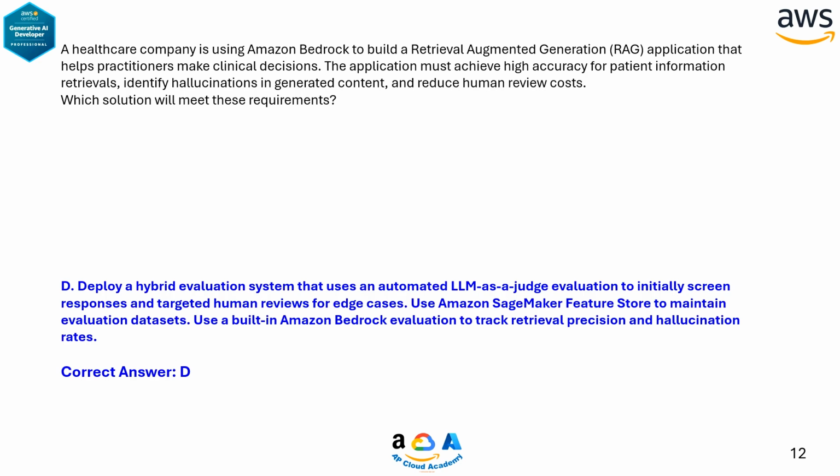Correct answer, D. Deploy a hybrid evaluation system that uses an automated LLM as a judge evaluation to initially screen responses and targeted human reviews for edge cases. Use Amazon SageMaker Feature Store to maintain evaluation datasets. Use a built-in Amazon Bedrock evaluation to track retrieval precision and hallucination rates.